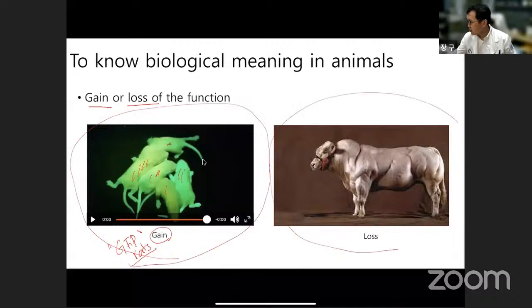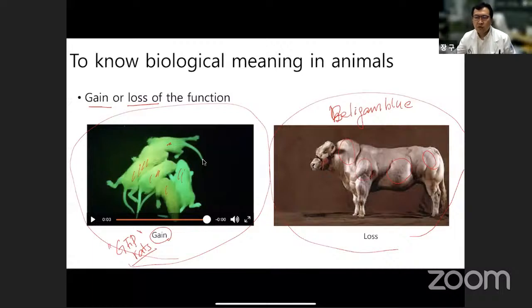Another one is the loss of function. Take a look at this, the beautiful muscling. This is a natural mutation breed originated in Belgium. Maybe some of you know this breed. This breed is the Belgian Blue. It was a natural mutation, meaning a natural trait. Very, very low statistical error. In some of the gene mutated, it means the loss of function.